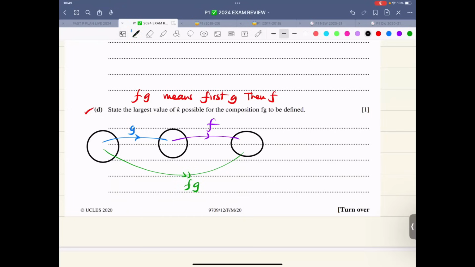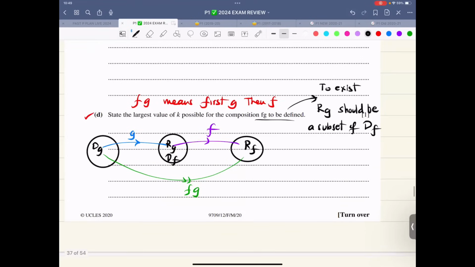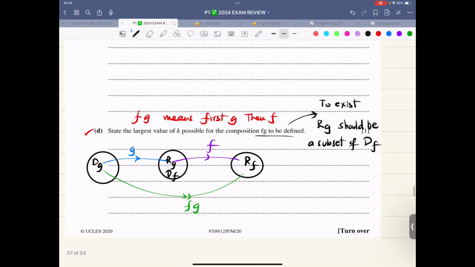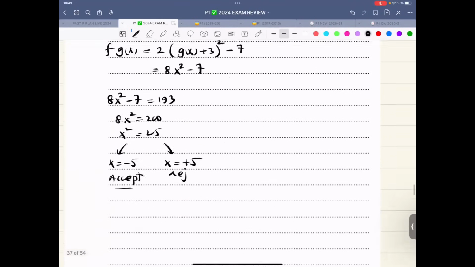Okay, that's the first thing. Now, this is the domain of g, range of g, domain of f, range of f. Now, the largest value of k for the composition fg to be defined. For fg to be defined, in order for this function to exist, it is necessary that the range of g should be a subset of the domain of f. Now, first of all, what is the domain of f? The domain of f is this thing. So let me write over here.